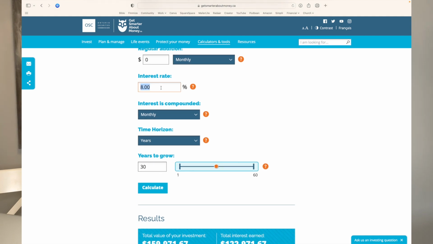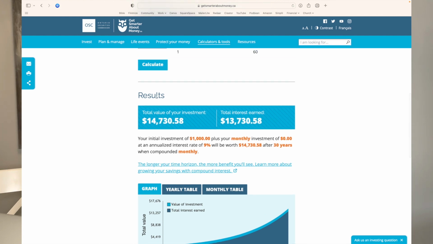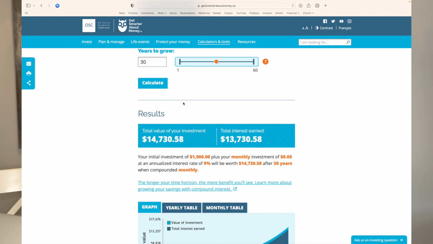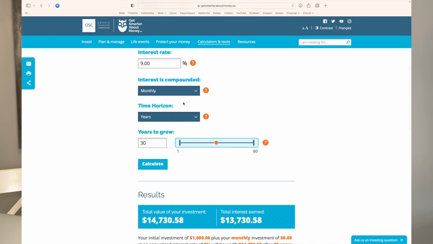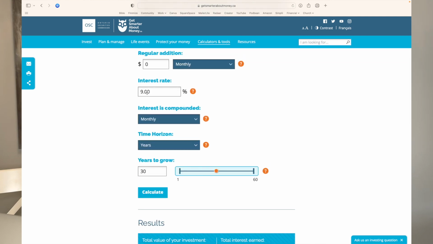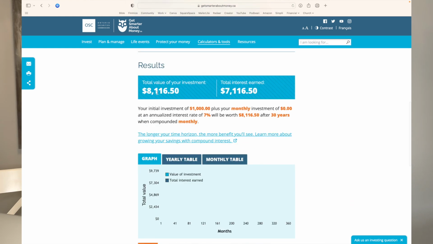Like, look at the difference with just 1% more. Let's look at 30 years with just a 9%. You could see here that instead of it just being 11,000, now we've got 14,000. So that's a significant difference. Like, we're talking another 3 times your initial investment in return just by 1%. And then let's go in the reverse of that. Let's go to 7%. Let's calculate that. So you could see here you've only got 8 times. And so you get the point.